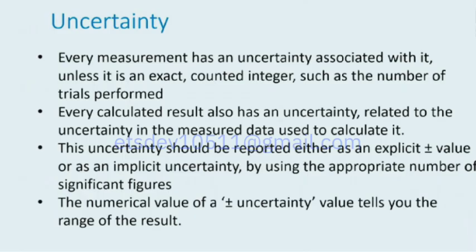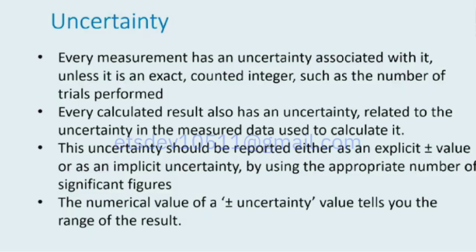So now let's come to uncertainty. As I have previously said, any measurement, whether it be a quantitative measurement in physics, chemistry, or biology, the bioanalytical experiments in biology, not the animal experiments, is associated with a measurement of uncertainty, and it is not an exact value. You do not get an exact value. There is no absolute value. And every calculated result has an uncertainty related to the uncertainty in the measured data. This uncertainty should be reported either as an explicit value after the plus minus, or as an implicit uncertainty.